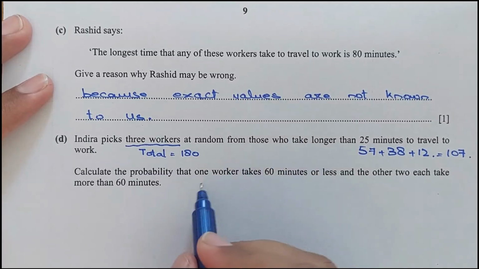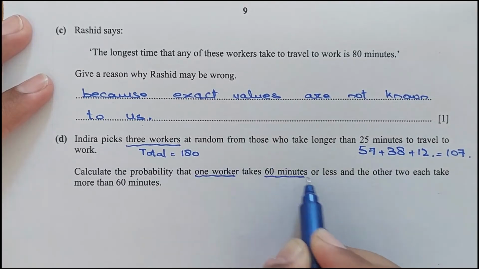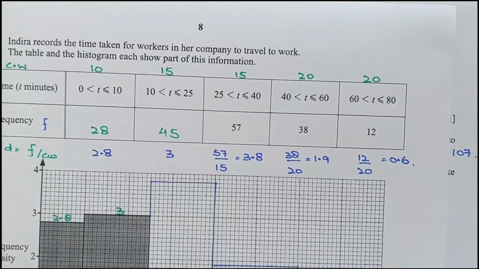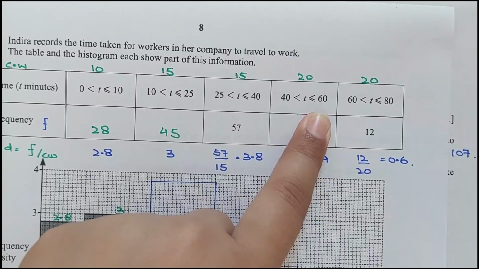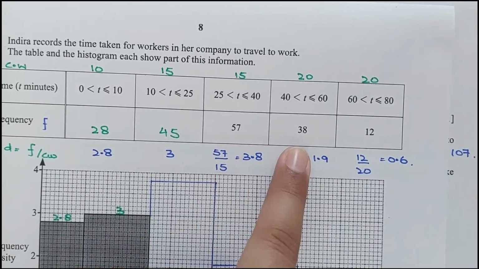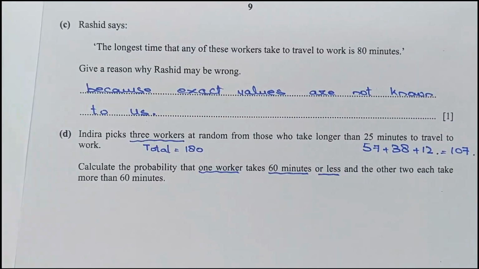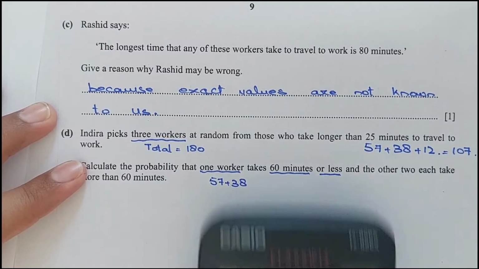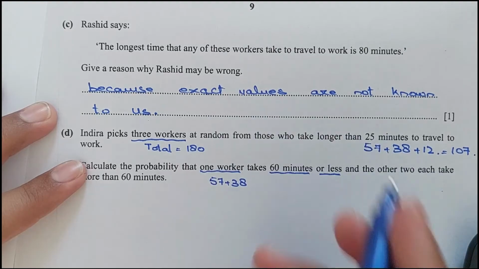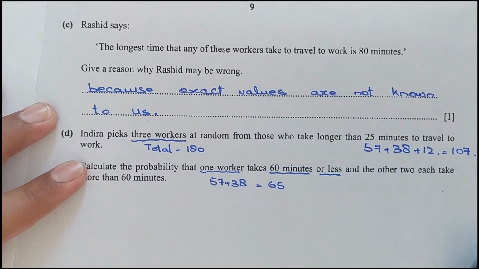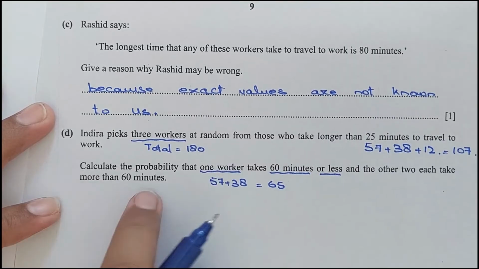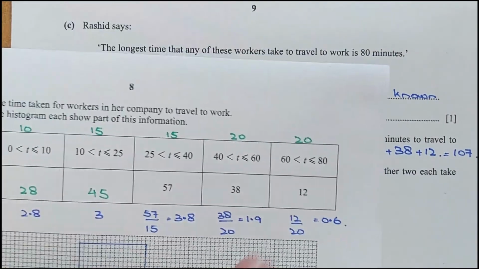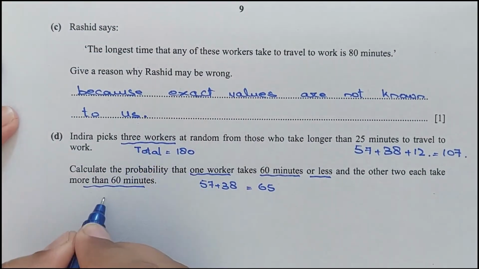Calculate the probability that one worker takes 60 minutes or less. One worker takes 60 minutes exactly or less than 60 minutes, meaning 57 and 38. The sum of 57 and 38, this is for one worker. Okay, 57 plus 38, this is 65. All right. And the other two each take more than 60 minutes. More than 60 minutes, the frequency given is 12. So 12 workers took more than 60 minutes.